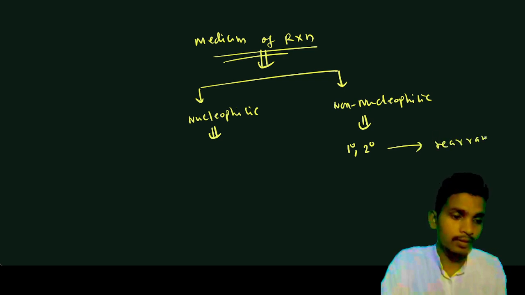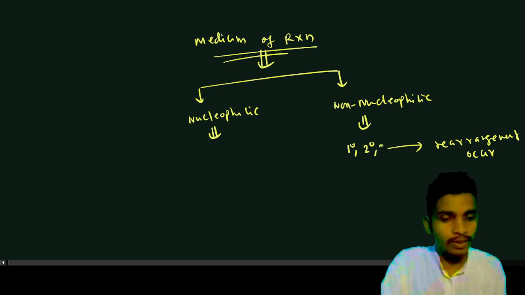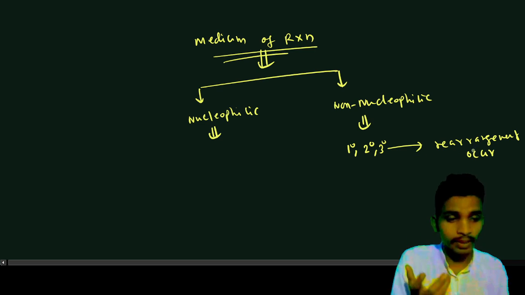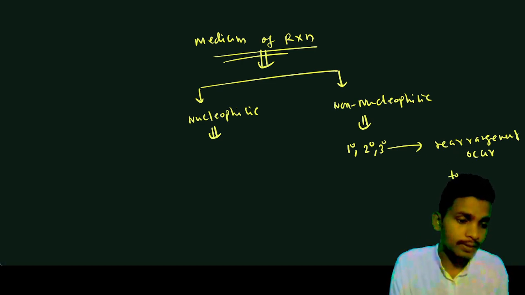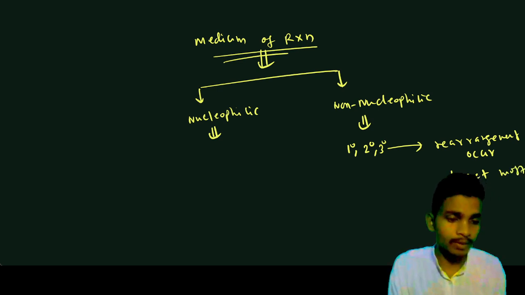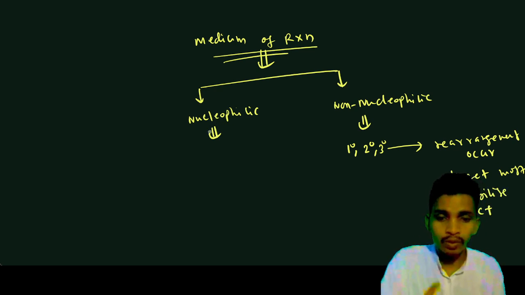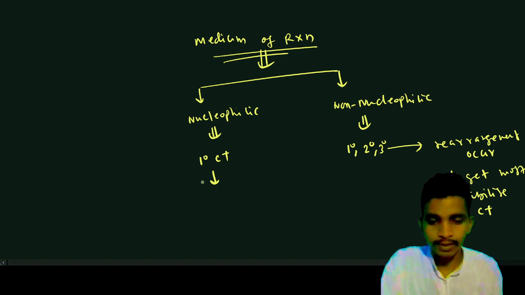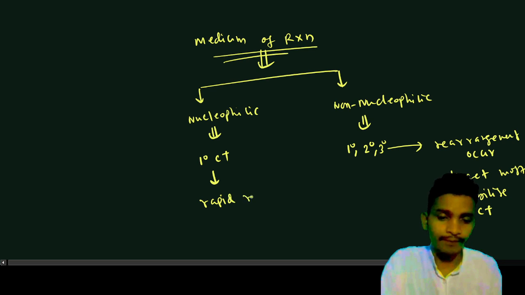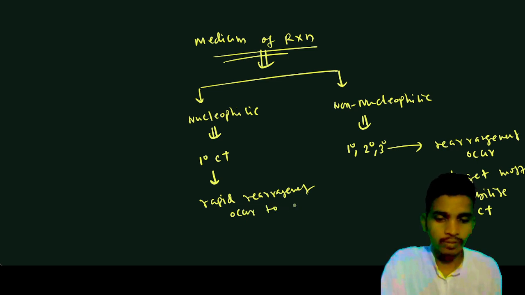Rearrangement occurs, whether 1 degree, 2 degree, or even 3 degree, if a more stabilized form is available, rearrangement occurs to get the most stabilized carbocation. But if it is nucleophilic and it is a 1 degree carbocation, then rapid rearrangement will occur to get a 2 degree or 3 degree carbocation.